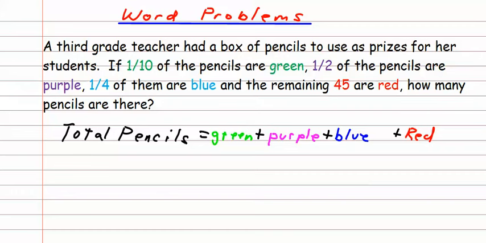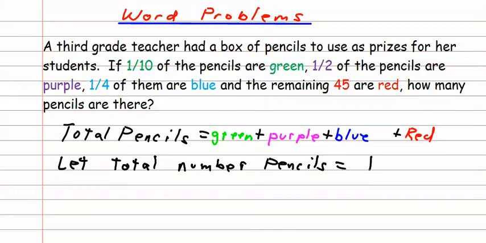What I want you to do, as much as is possible, and most times it is possible, I want you to write an equation just using words. It really makes it a lot easier to visualize what's going on. We're going to let the total number of pencils equal P. And now we want to write our equation.